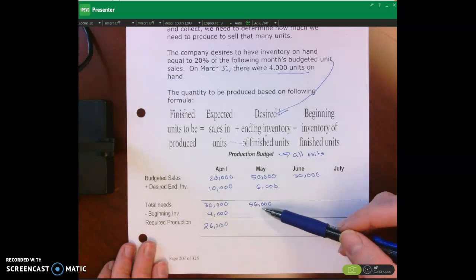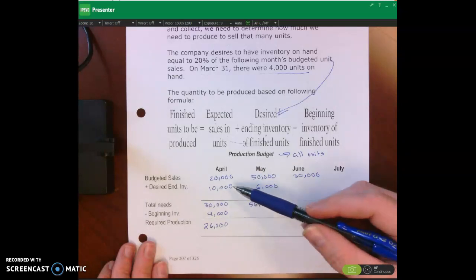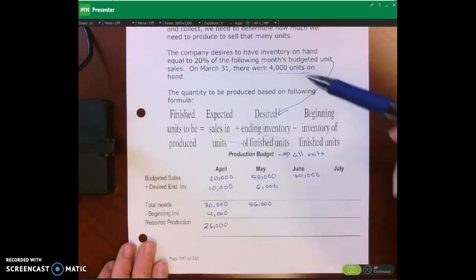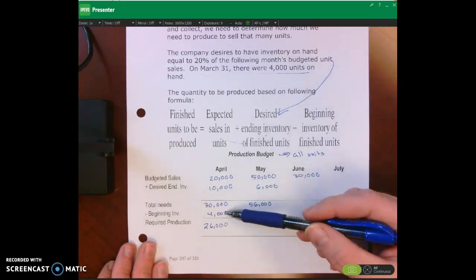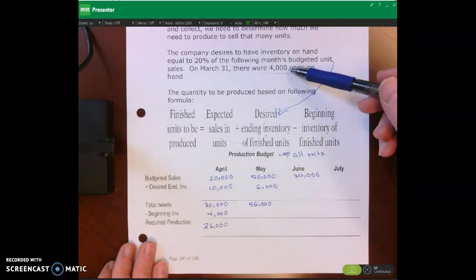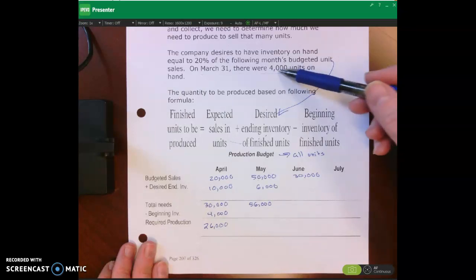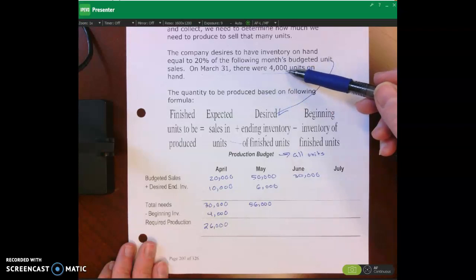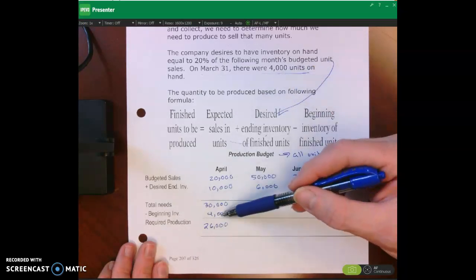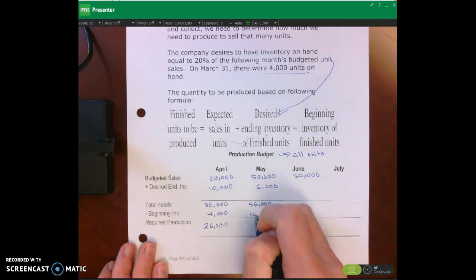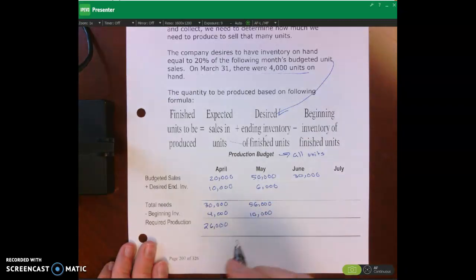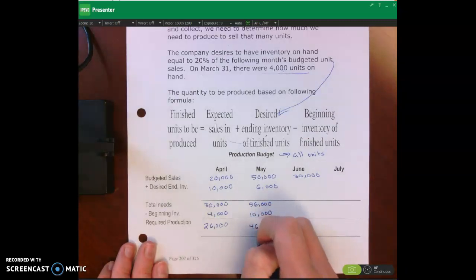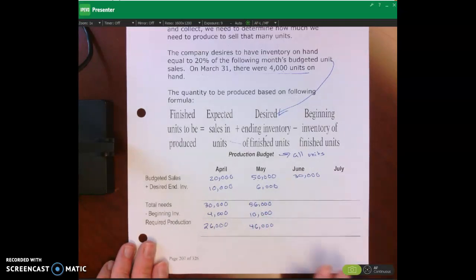My beginning inventory for May is equal to my ending inventory for April. Just like over here, my beginning inventory for April was equal to my ending inventory for March. So remember, this is at 11:59 p.m., March 31st. You turn the clock 1 minute forward, it becomes beginning inventory for April. So I have 10,000 right there. Then I can subtract the 10,000, gives me 46,000.